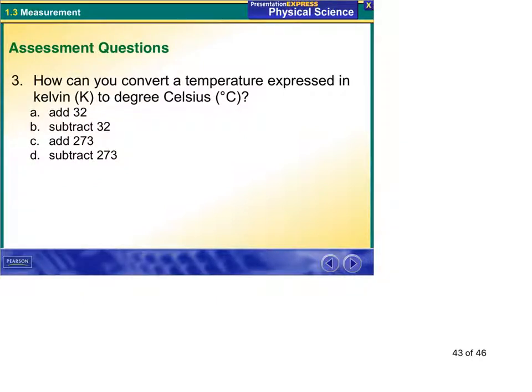And how can you convert a temperature expressed in Kelvin to degrees Celsius? It's always going to be the 273, so definitely not those two. Now, you just have to remember whether to add or subtract. With degrees Celsius, we can get very small numbers. Kelvin ends up being a little bigger number, so if we're going from Kelvin to degrees Celsius, the Kelvin is always going to be bigger than the degrees Celsius, so we need to add the 273.